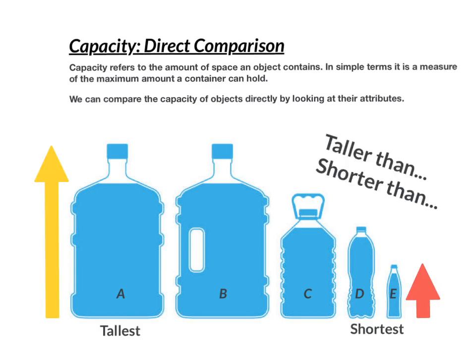The first attribute that we are going to look at when we are directly comparing the capacity of containers is the attribute of height. How tall is something? Well, we can see that container A is taller than container E, and container E is shorter than container A. This is an attribute of the object that we are looking at. We can directly compare objects based on, for example, an attribute of height, how tall they are. This might impact their capacity or the amount of liquid that they can contain.